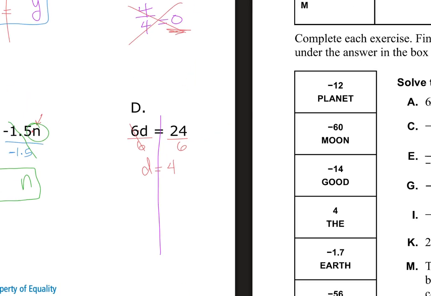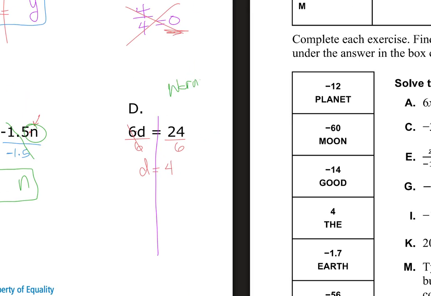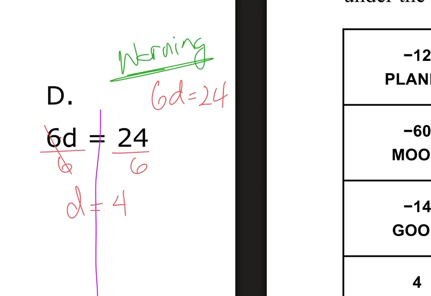Another warning is that I see people do this all the time. If they had 6d equals 24, people will often accidentally just divide by the number that pops into their head first. You're allowed to do that as long as you do it to both sides. But here's what you get.